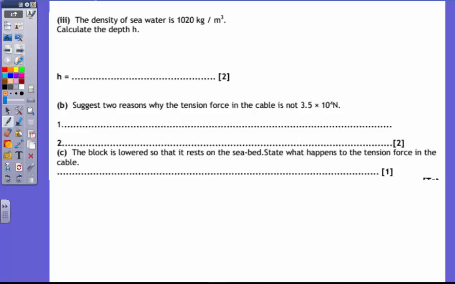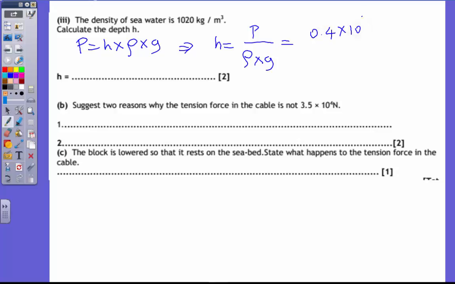The density of seawater is 1020 kilograms per cubic meter. Calculate the depth h. The pressure is equal to height times density times gravity, so the height is equal to pressure over density times gravity. So 0.4 times 10 to the power 5, which we already calculated in the previous part, over 1020 times 10, which is equal to 3.9 meters.